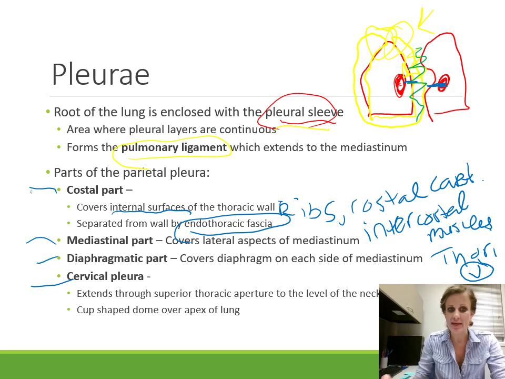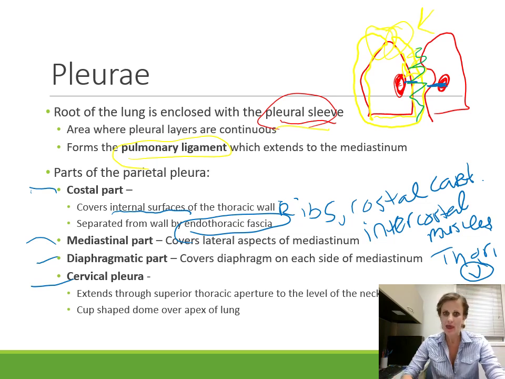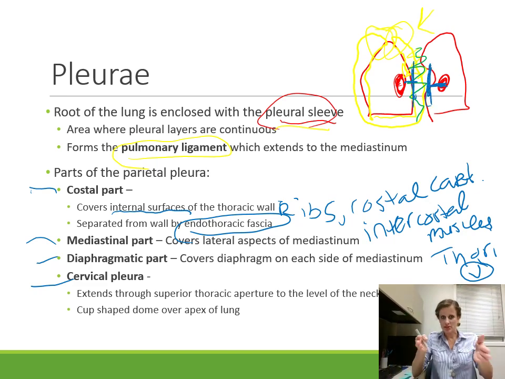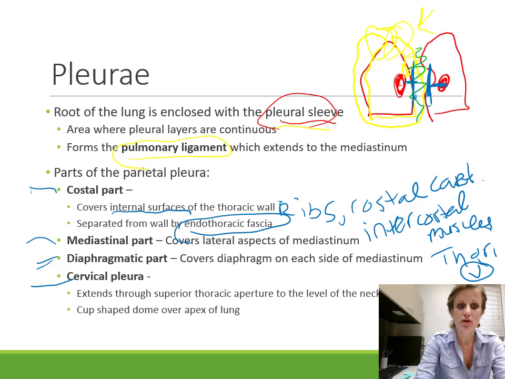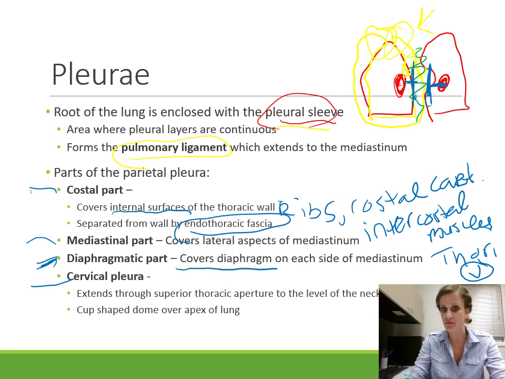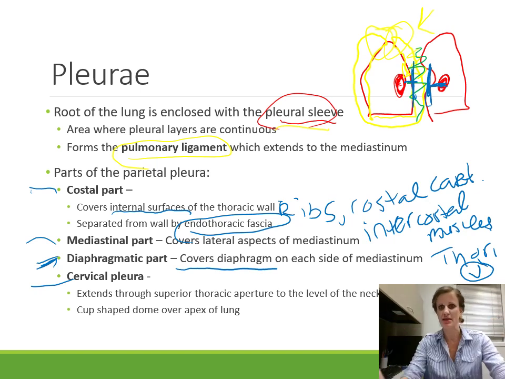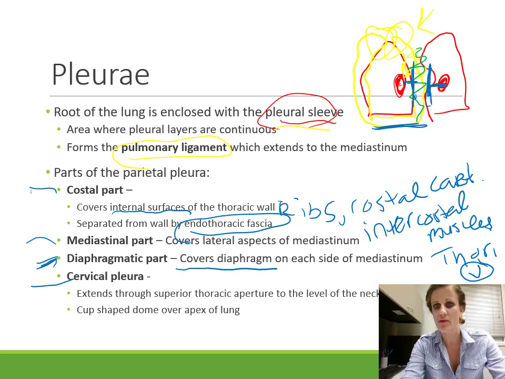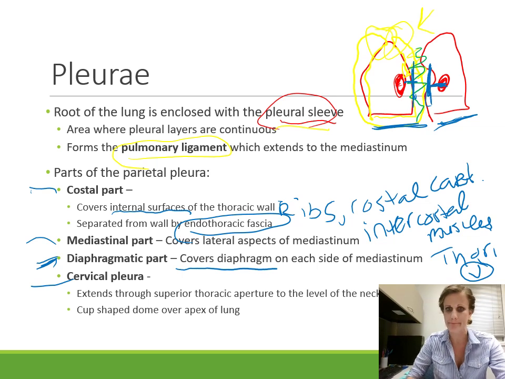There's also a mediastinal part of the parietal pleura, and that's just the most medial region of the parietal pleura. That's the region in here that's lining the lateral aspects of the mediastinum. The diaphragmatic portion of the parietal pleura is the inferior region of the parietal pleura. This is covering or lining the diaphragm on either side of the mediastinum. So the region of the parietal pleura over here that's lining the diaphragm, and the region over here that's lining the diaphragm.